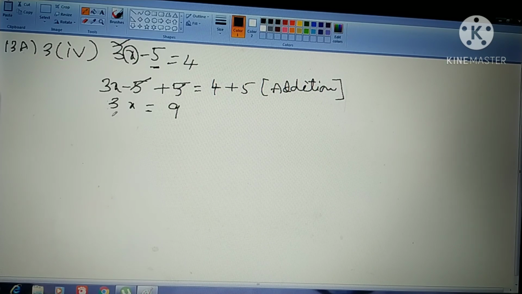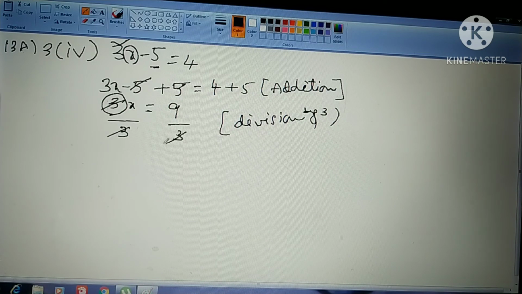Now again what to do? We have to eliminate this 3 also. So for this one, I will divide with 3 on both sides. What is the operation here? Division, or division by 3. Okay. Now see, 3 1s will be cancelled. 3 1s, 3 3s. 3 3s, 9. So x is equal to what you get here? Your answer is 3. X is equal to 3.